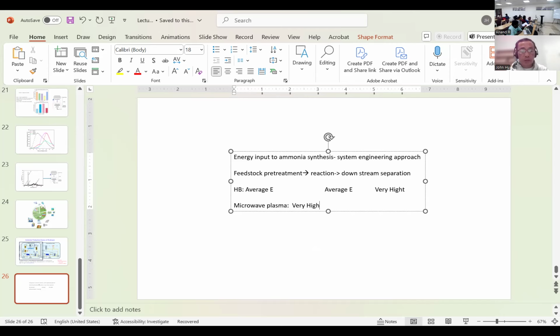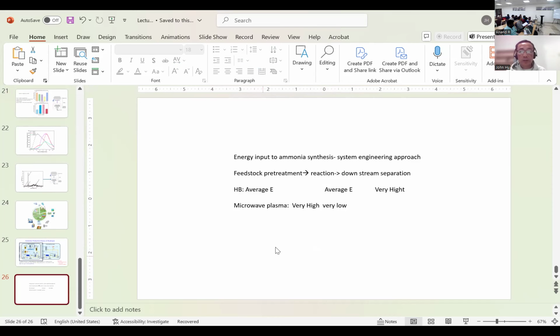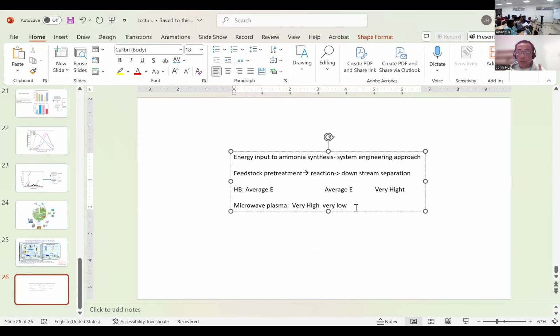What about the reaction? Very low, all right? Remember Haber-Bosch is 500 degrees C. Remember how much the temperature we have? 200, all right? We only need 200. Follow me? So that's energy saving. So that's why tomorrow we need to talk about economics. Remember, we lower the pressure. That means you don't have to use the cryogenic. You don't have to use a high pressure compressor.